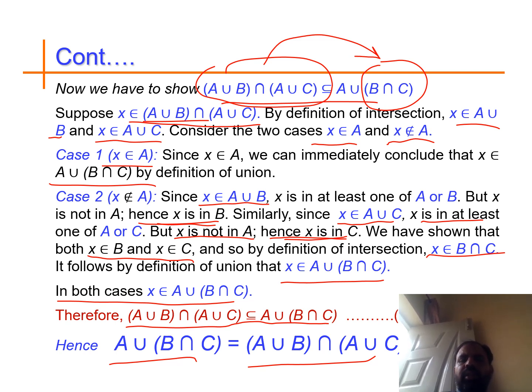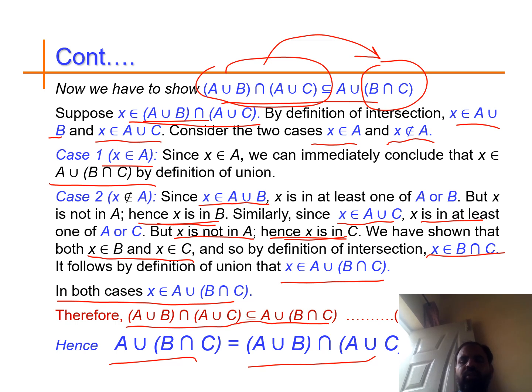But X is not in A, so X is in C. We have shown that in both cases X belongs to B and X belongs to C. So by definition of the intersection, X belongs to B intersection C. So it follows from the definition of union that X belongs to A union (B intersection C). In both the cases, A union (B intersection C) is a subset of (A union B) intersection (A union C).